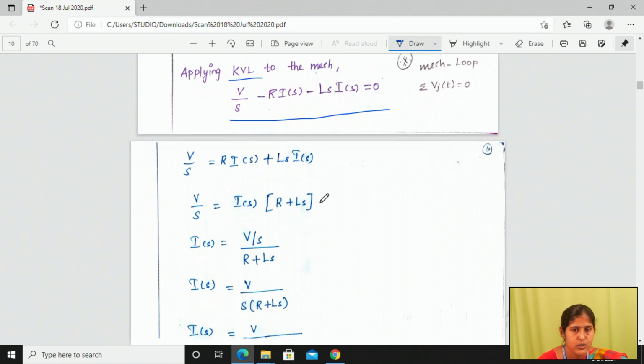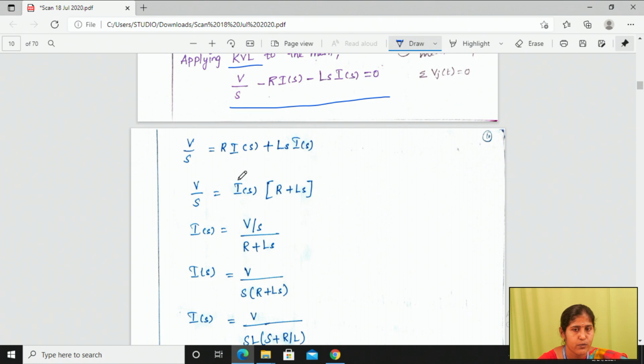s. Right. So in this part, what we have to do? Now we have to take I of s common. Right. So how we can write this expression? V by S which is equal to I of s. In this part we can take the I of s common, right? So after taking I of s outside, I of s into R plus Ls, right? So we can get this expression, right? So I hope up to this expression, any doubt?